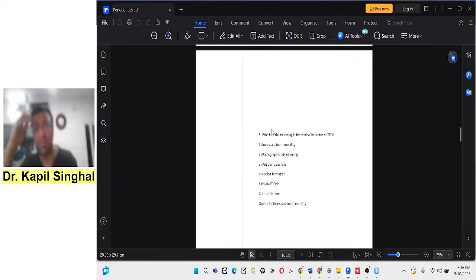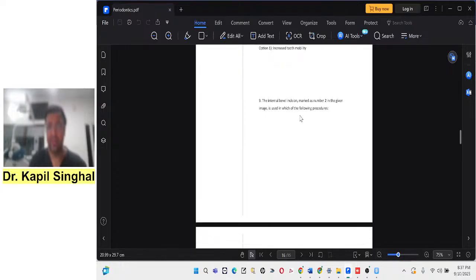Next question, which of the following is the clinical indicator of TFO, trauma from occlusion? The point here is that you need to understand it is asking for a clinical indicator. All these are indicators given in the question, but right now it is asking for the clinical indicator. Increased tooth mobility, yes, because clinically, how do you see that this is due to TFO? You will see that tooth mobility is increased. PDL widening, angular bone loss, all these are not clinical indicators. So the answer here would be increased tooth mobility.